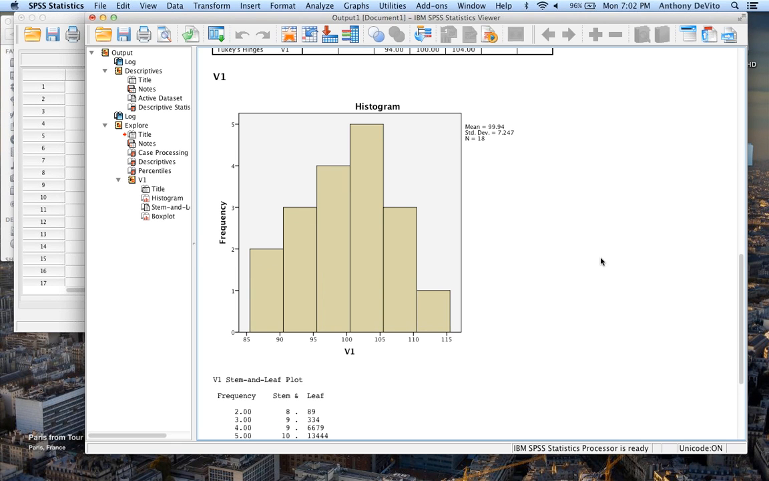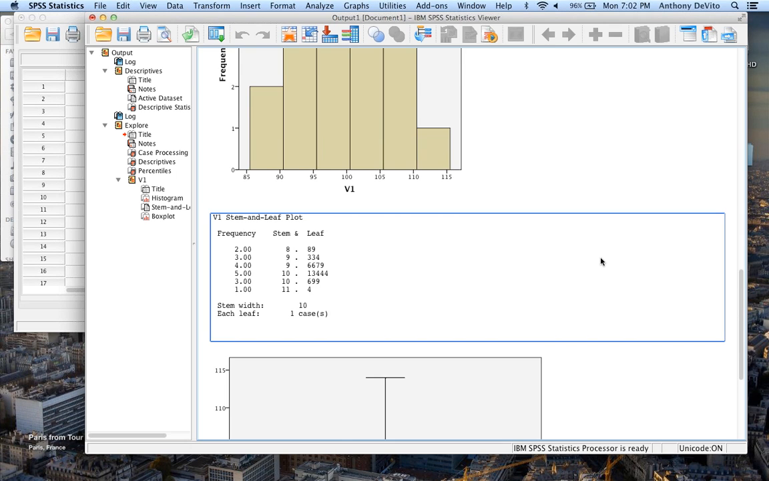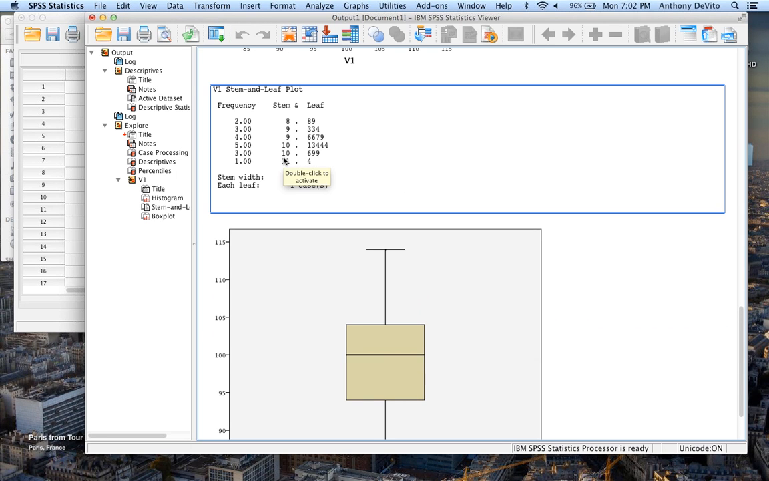There's a histogram. That's the same histogram we drew with Excel, right? Same shape. You can recognize it. And it also does something called the stem and leaf plot.